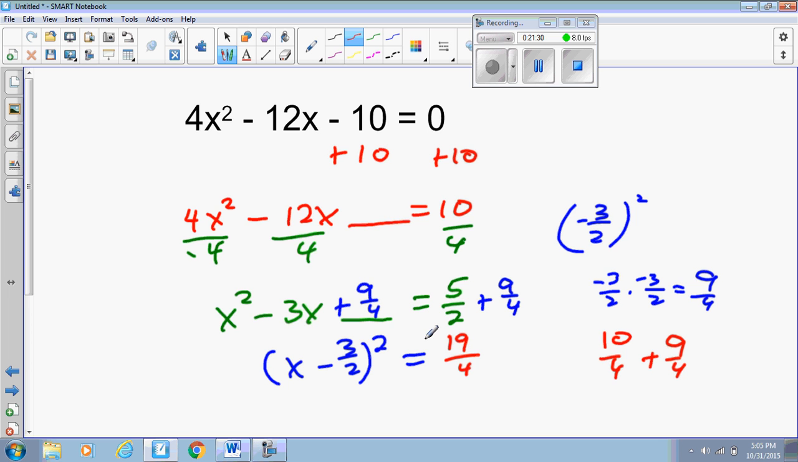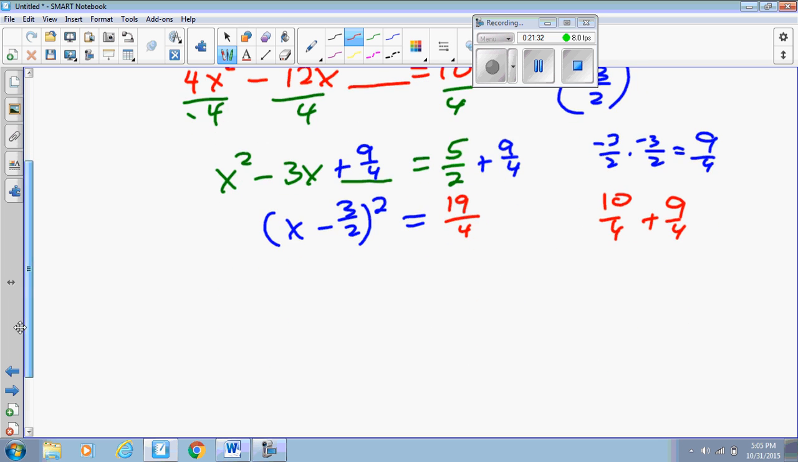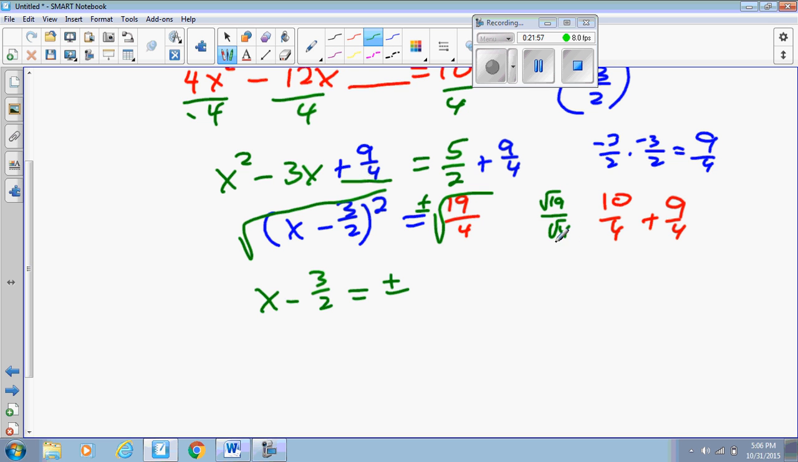And now I go through the steps I did earlier. I take the square root of both sides, so I'm just going to go through that same step now. Square root of this and the square root of this with a plus or minus. So I have x minus 3 over 2 equals plus or minus. Now remember, this can be written as the square root of 19 over the square root of 4, which is the square root of 19 over 2 with no square root on the bottom. So I'm going to write that as the square root of 19 over 2.